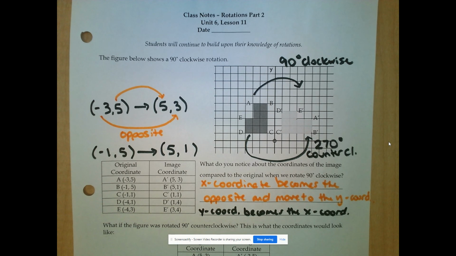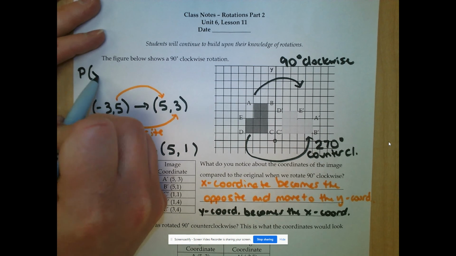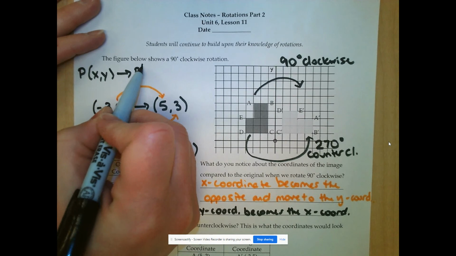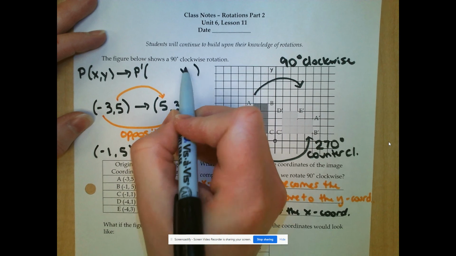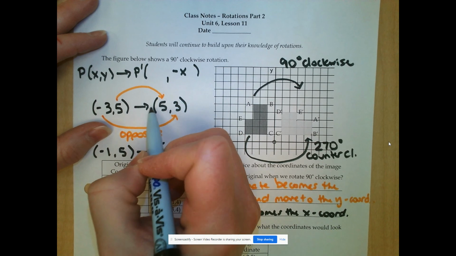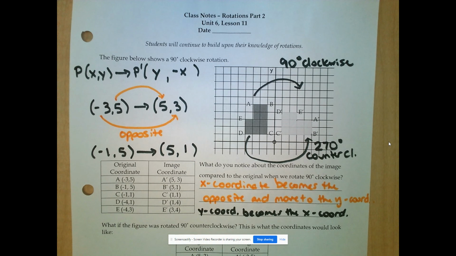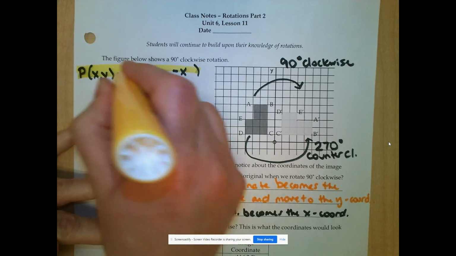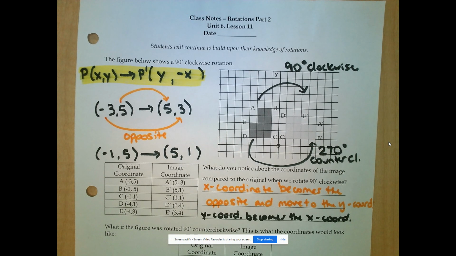Other things that are happening here, we can describe using the coordinate notation. So the original point, which we were saying was x, y, becomes the image point. So how do we describe that? The number that was x moves to the second spot. So the x coordinate moves to the second spot and becomes its opposite. The y coordinate, which was in the second spot, becomes the first spot and does not become its opposite. So this is a pattern that works if you are either calling it a 90 degree clockwise or 270 degree counterclockwise.